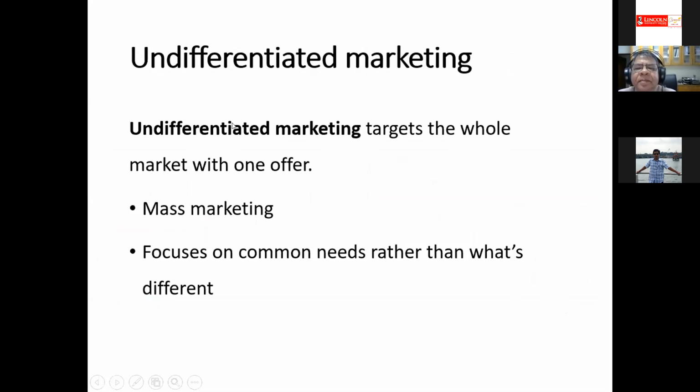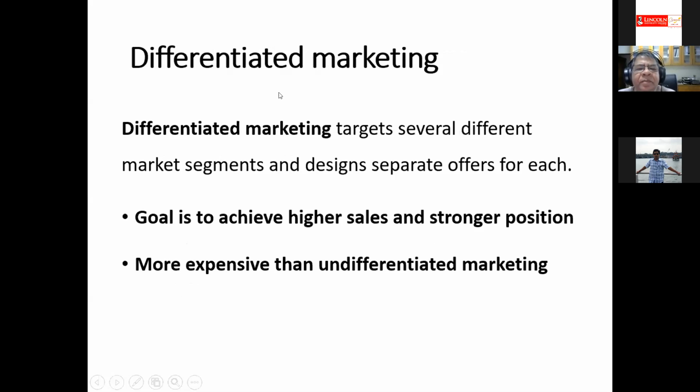Undifferentiated marketing targets the whole market with one offer. In general, it is mass marketing and focuses on common needs rather than what is different. Differentiated marketing targets several different market segments and designs a separate offer for each. Especially, its goal is to achieve higher sales and a stronger position.